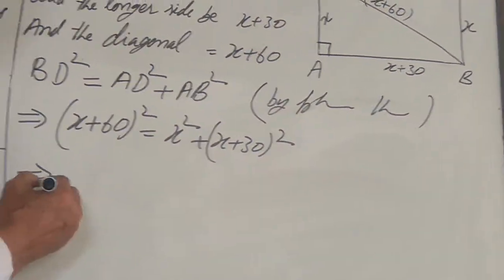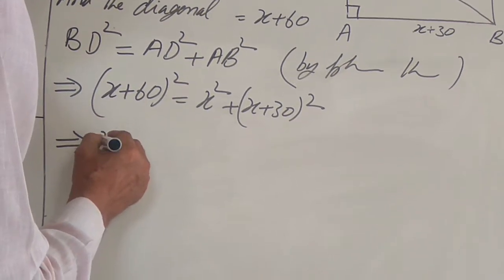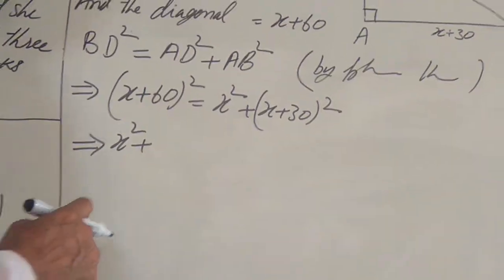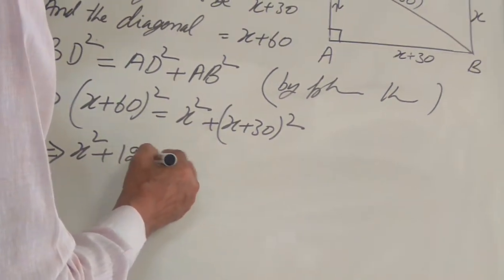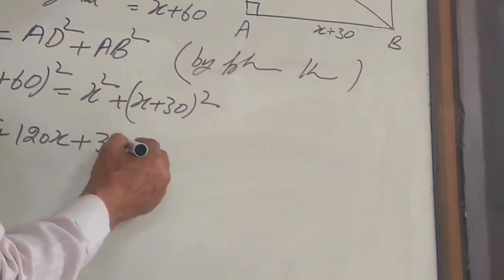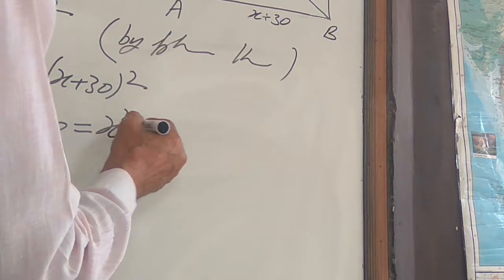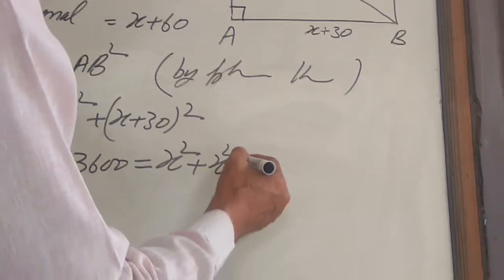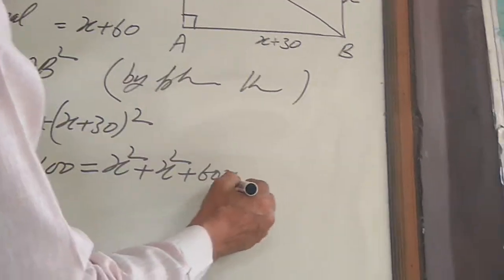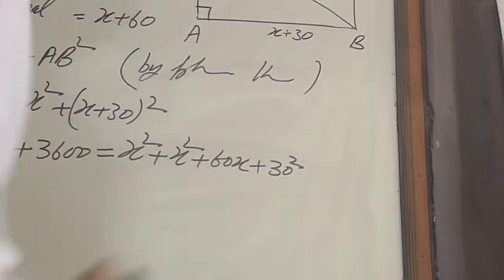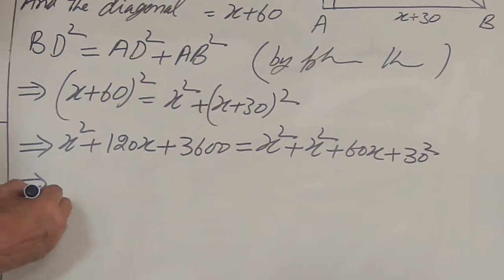This should give us x square plus double of this, 120x, plus 3600 is equal to x square plus x square plus 60x plus square of 30.